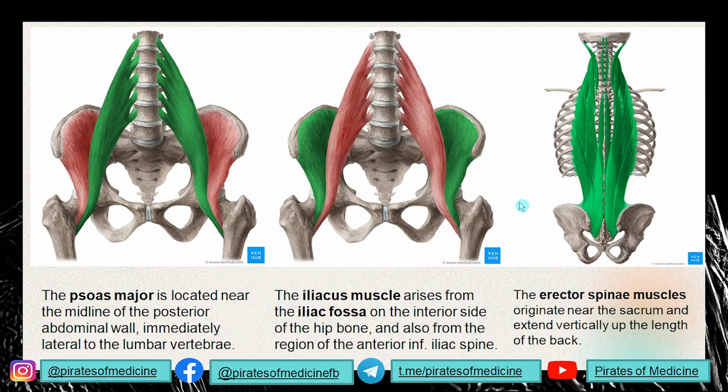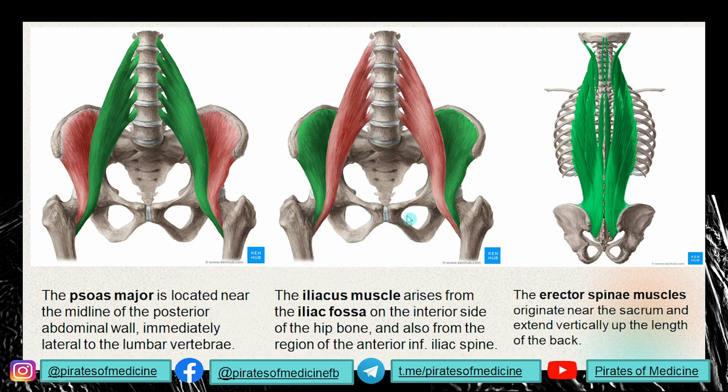So let's talk about each muscle one at a time. The psoas major, you can see, is a muscle located in the midline of the posterior abdominal wall, and you can see its heads originating from the lumbar vertebra, correct? So it is located over here and more posteriorly, superficially. It is a superficial muscle. Then we have the iliacus muscle, which arises in the iliac fossa on the interior side of the hip bone, and you can see this in green. This is the iliacus muscle. Both of them together form the iliopsoas muscle.